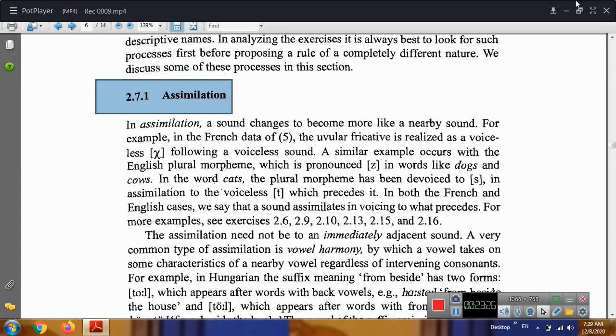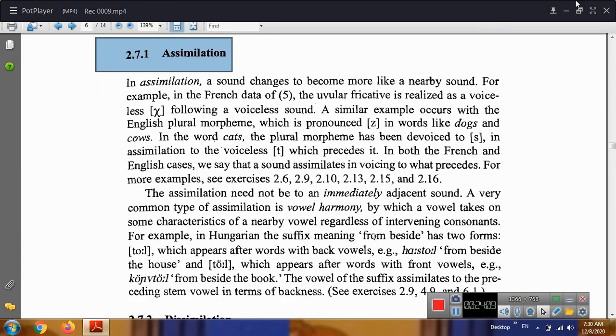Another example is the plural morpheme s, which is pronounced z after a voiced sound like g, in dogs and cows, because they are voiced sounds, and this s can take the voice feature from these nearby sounds and become z. But in cat we have cats, because t is voiceless, and we have the s form of the plural morpheme.